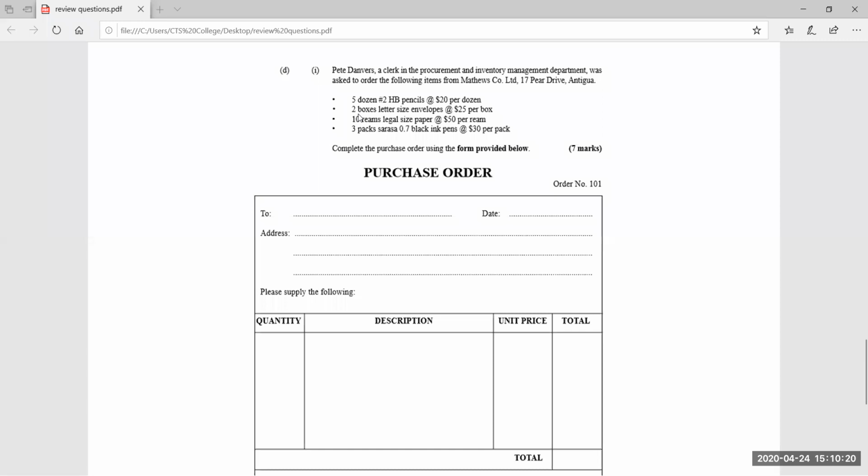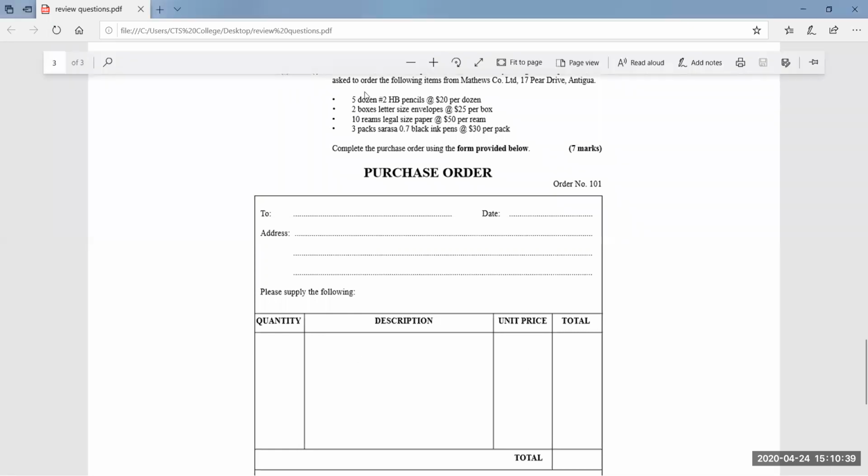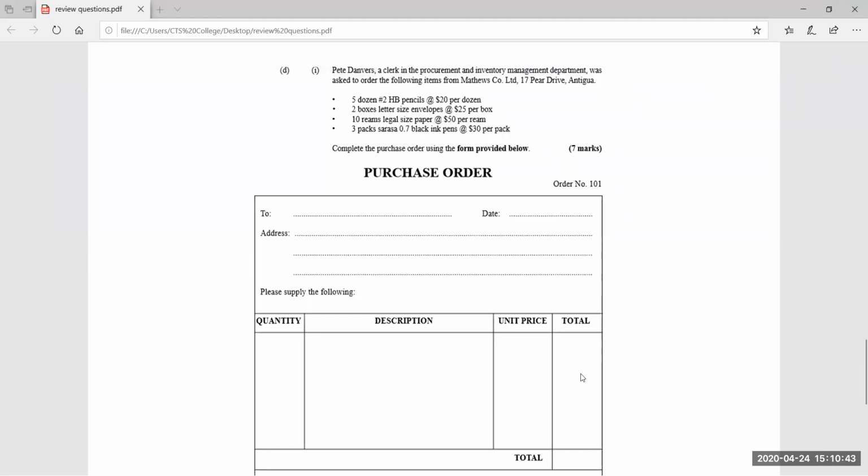Quantity 2. Description would be box, letter size, envelopes. The unit price will be 25. So 25 by 2 is 50. Very good. So your second line is 50. Who wants to do the third line?